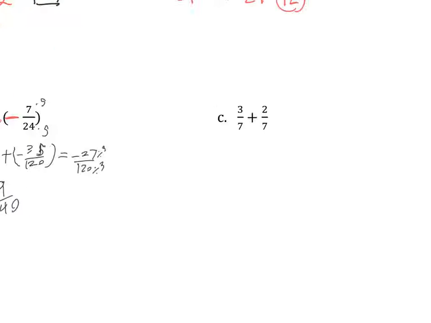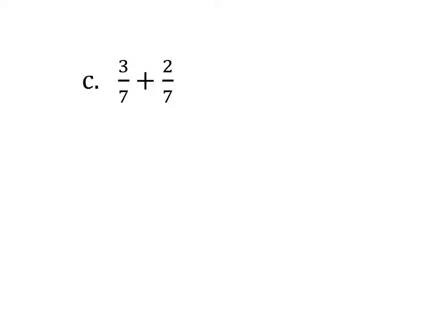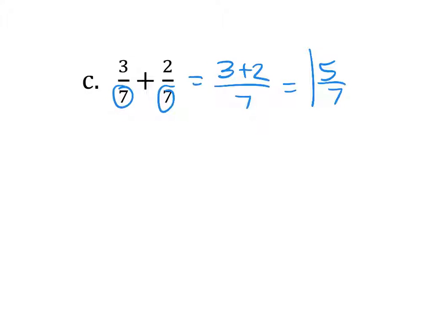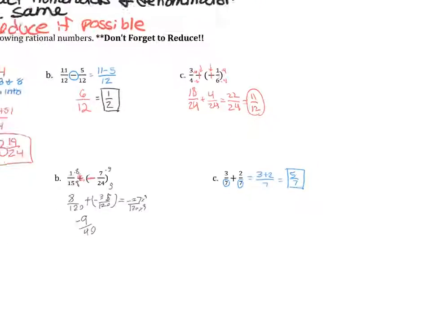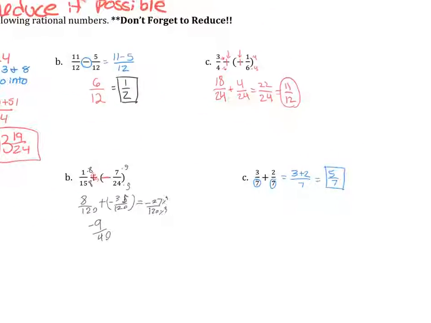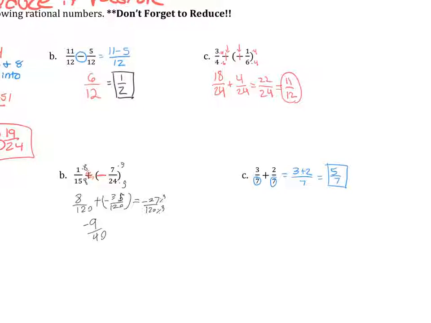And then our very last one, we don't have any mixed numbers. We have to convert. These denominators are already the same, so we can just do our addition in the numerator. So you should have 5/7 for letter C. Okay. Do you guys have any questions on adding or subtracting fractions? Okay.